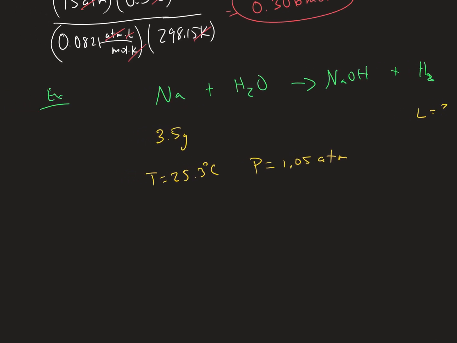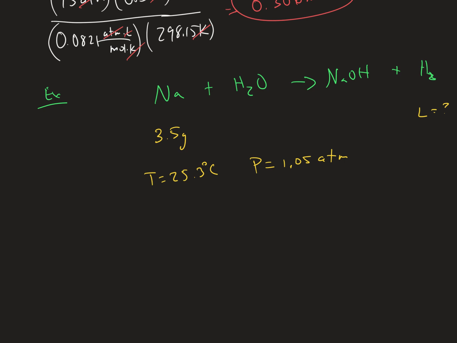3.5 grams of sodium. So this is just like we did outside, right? We threw the sodium in water. The temperature outside is 25.3 degrees Celsius, and the pressure outside is 1.05 atm. We want to know the volume in liters of hydrogen gas produced in this reaction.